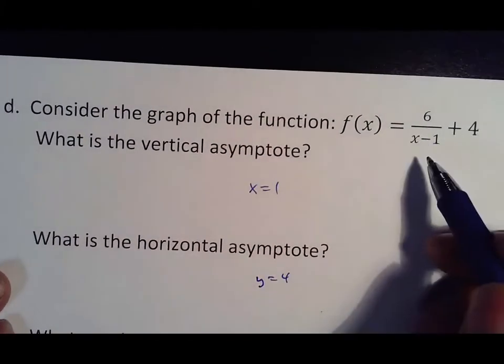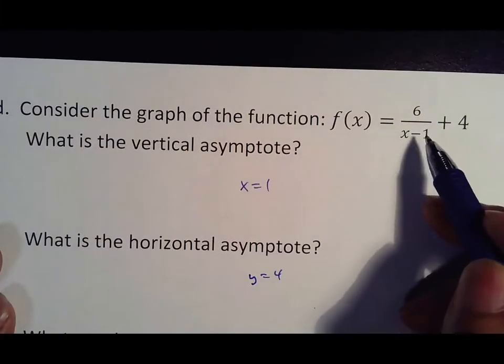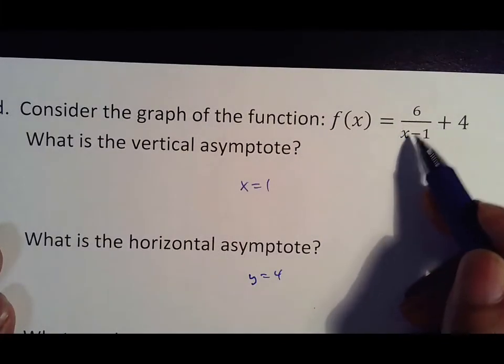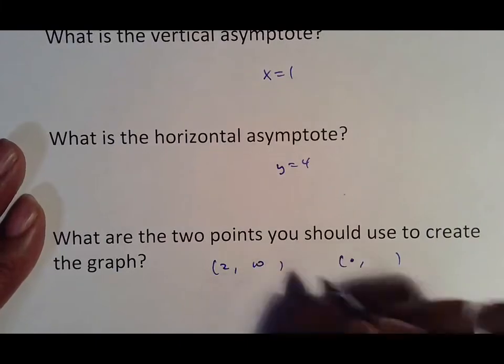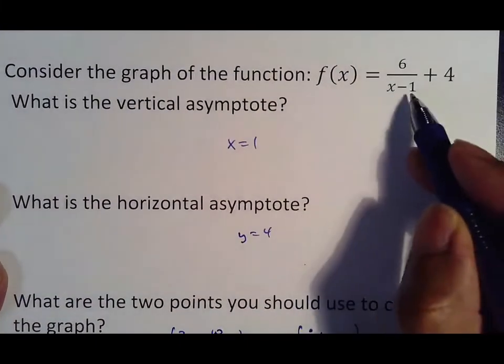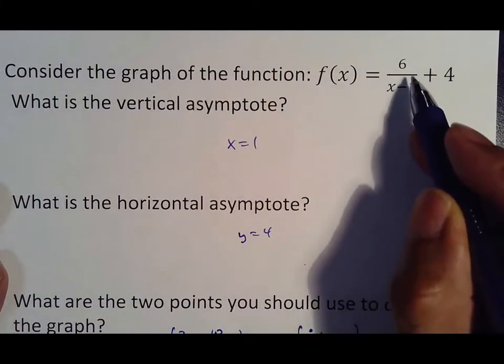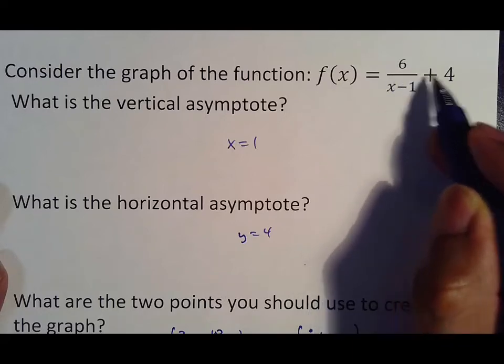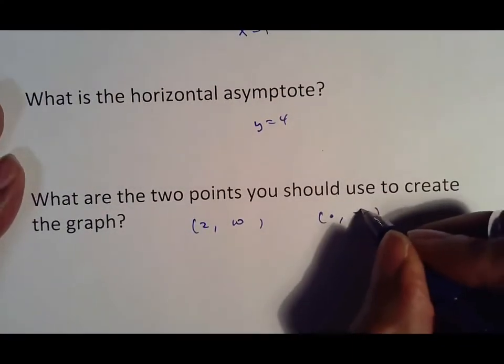Then you're going to take your 2 and plug it in. 2 minus 1 is 1. 6 divided by 1 is 6. 6 plus 4 is 10. 0 minus 1 is negative 1. 6 divided by negative 1 is negative 6. Negative 6 plus 4 is negative 2.